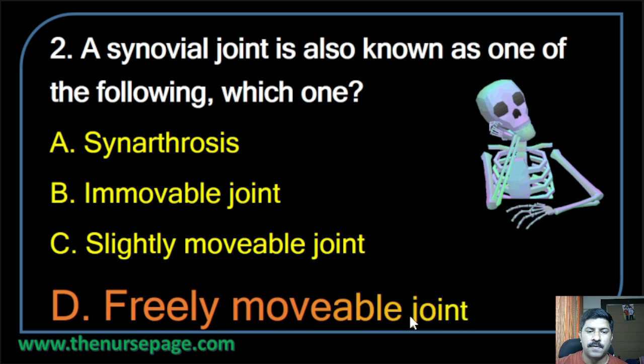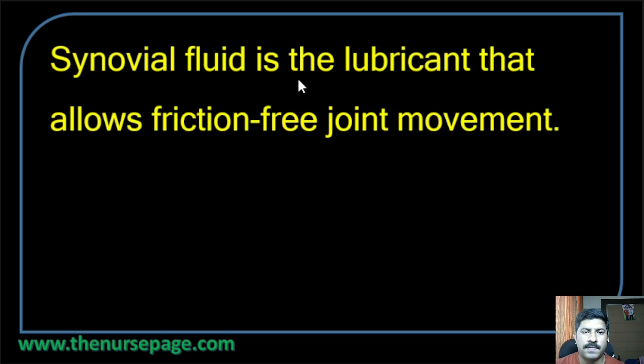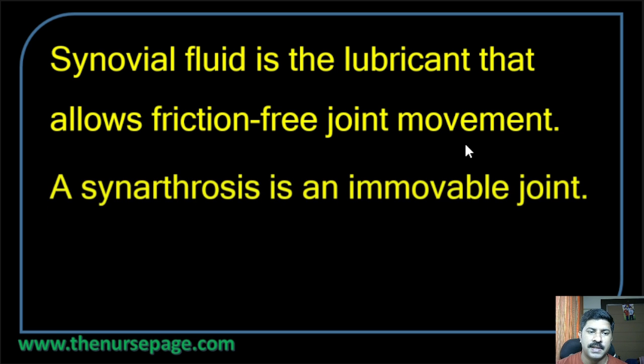Correct answer is freely movable joints. Synovial joint is also known as freely movable joint. Synovial fluid is the lubricant that allows friction-free joint movement. I told you why it is called synovial joints: there will be a synovial cavity inside. It will reduce the friction and help the movement of the bones. So that is why it is known as freely movable joints.